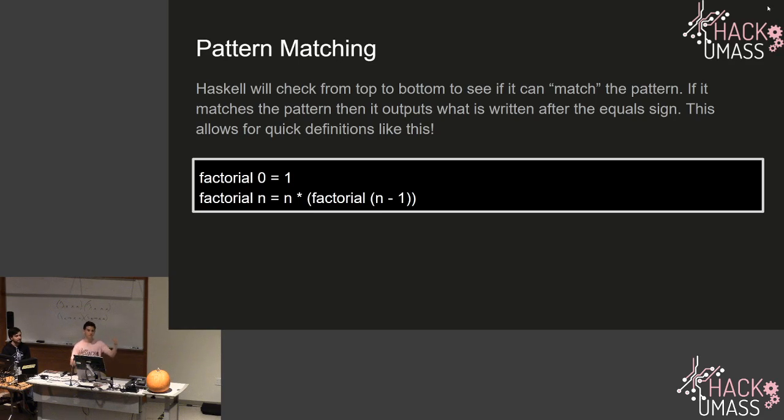And then, because I know that if the input is not 0 it is able to continue onwards, the next line will read factorial of n equals the common formula, which is n times factorial of n minus 1. Do we have any questions with this? So does the order matter? Yes. The order does matter because Haskell reads top to bottom.